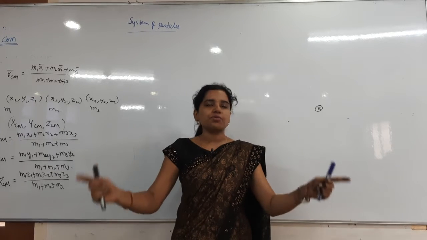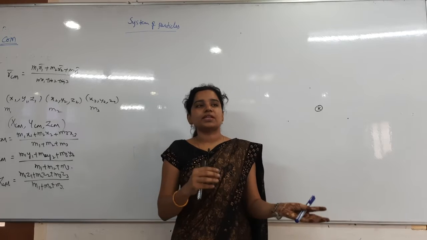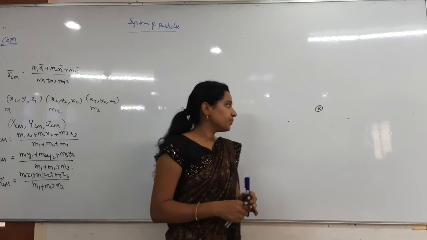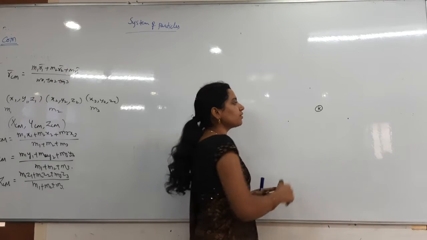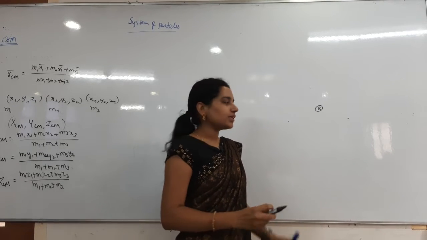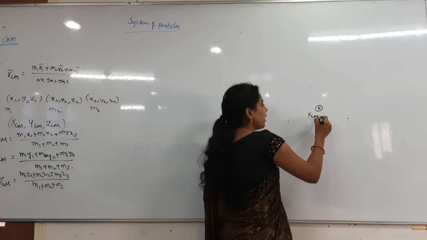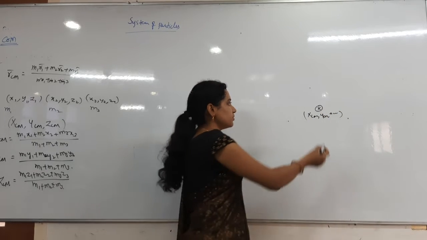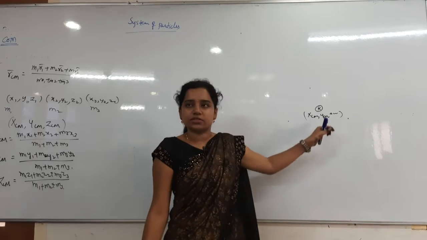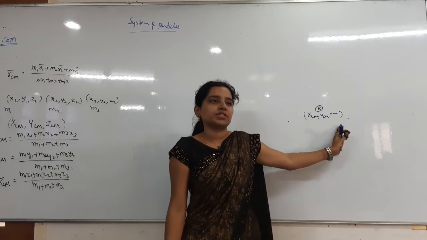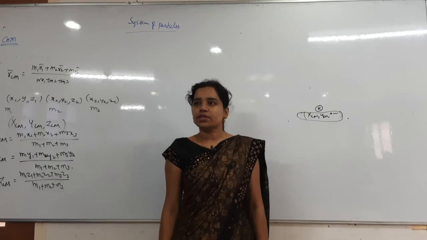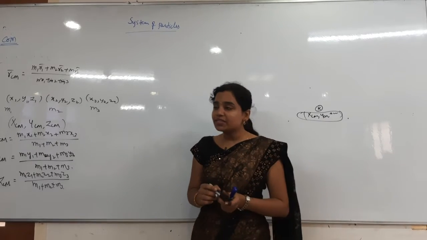Otherwise, if I consider two bodies, the center of mass will lie near the heavier body. That is one more point. And also somewhere here the center of mass is lying. For that center of mass also again I have the coordinates x_cm, y_cm and z_cm. Why? Because it is again lying in three dimensions. So x_cm, y_cm, z_cm, this is the total center of mass of the body. Clear? That is about the basic center of mass.